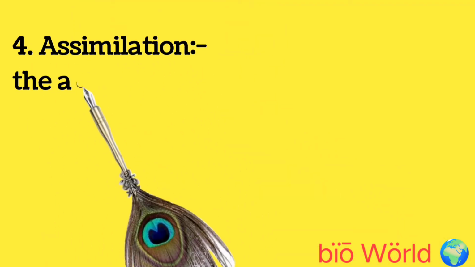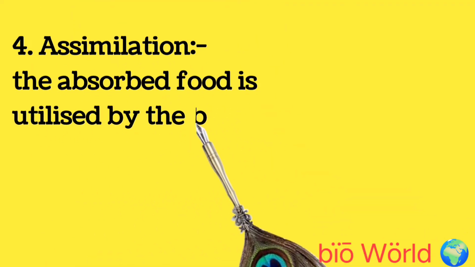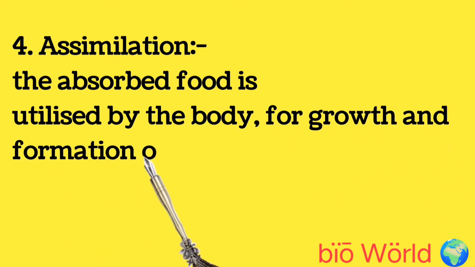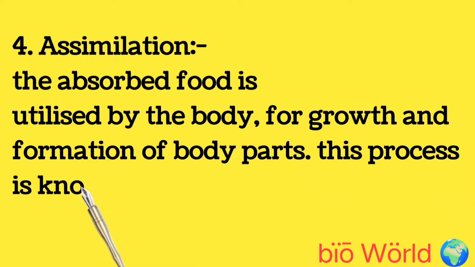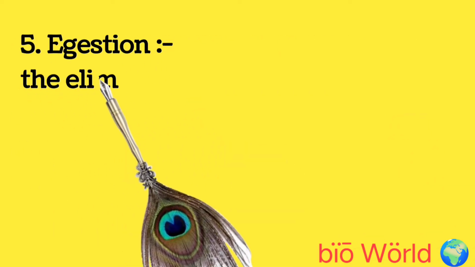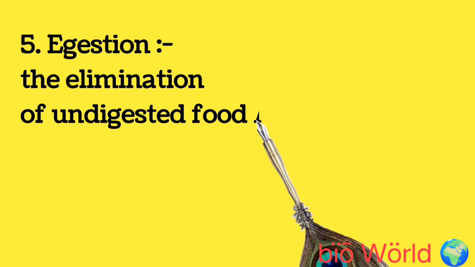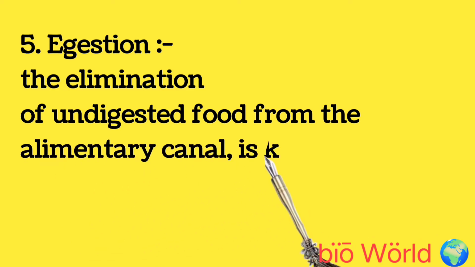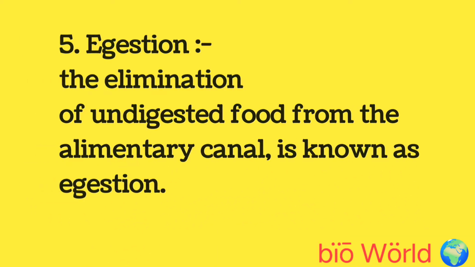4. Assimilation. The absorbed food is utilized by the body for growth and formation of body parts. This process is known as assimilation. 5. Egestion. The elimination of undigested food from the alimentary canal is known as egestion.